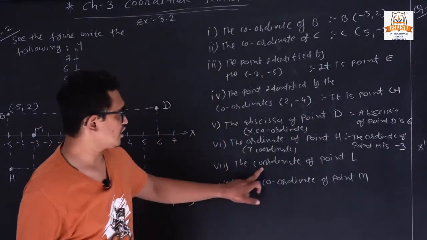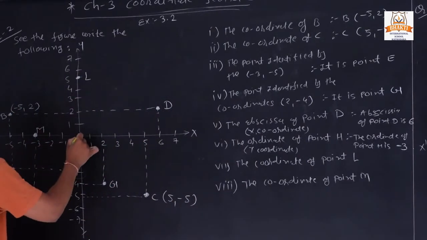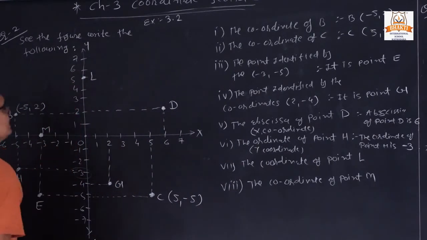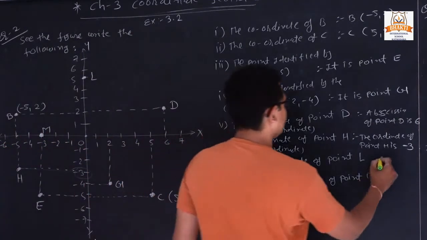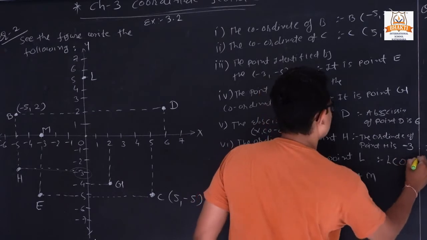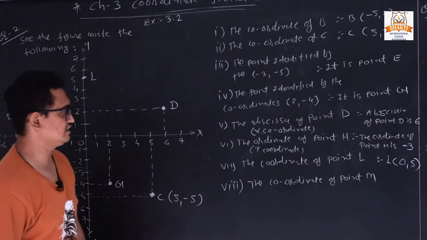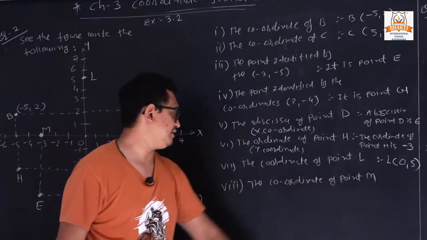Next, the coordinate of L. So L is here. So its x coordinate is 0 and y coordinate is 5. So we can write down the coordinate of L is (0, 5) because it is on the positive y axis.